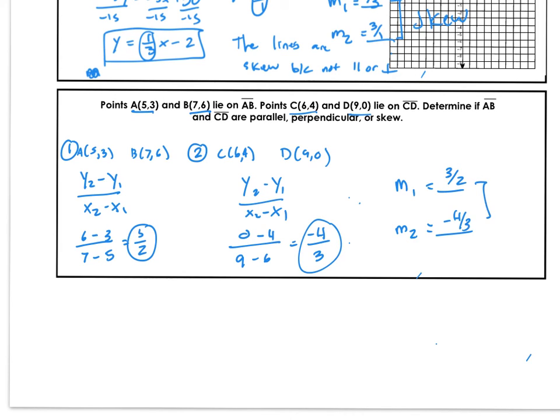We look at the two slopes. Are these parallel? No. They're not parallel because they're not the same. They're not perpendicular because these are not negative reciprocals, right? They're definitely not negative reciprocals, not perpendicular. So these are skew. So that's how you answer these questions. That's it.